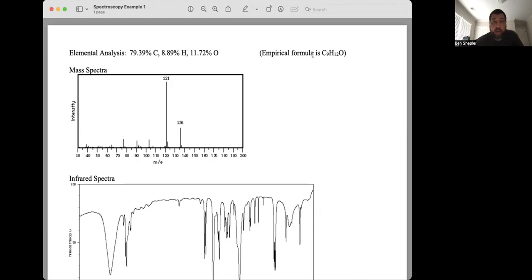So for the C9H12O, I'll do 9 times 12, plus 12 for the hydrogens, plus 16 for the oxygen. I get 136, which matches the molar mass from the mass spectrum. And so that tells me that this is also the molecular formula.